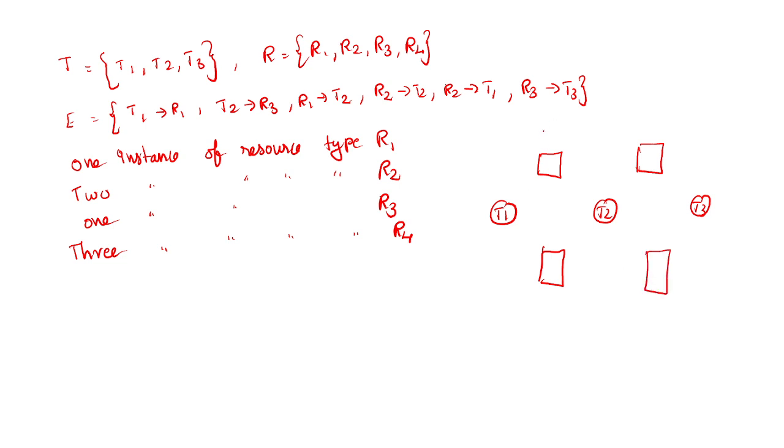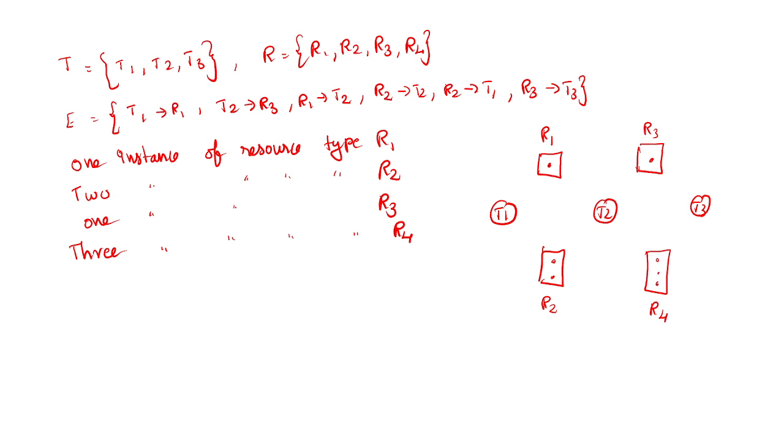Consider this as resource one. It has only one instance. For that you need to keep a dot for each instance inside the rectangle box. R3 also has one instance. Then R2 has two instances. Okay. Then R4 has three instances.